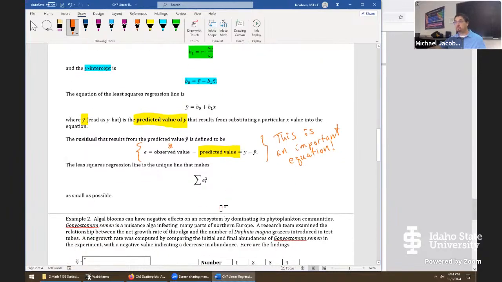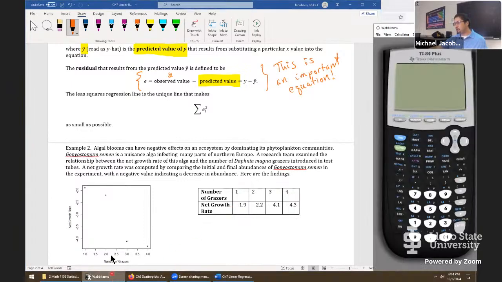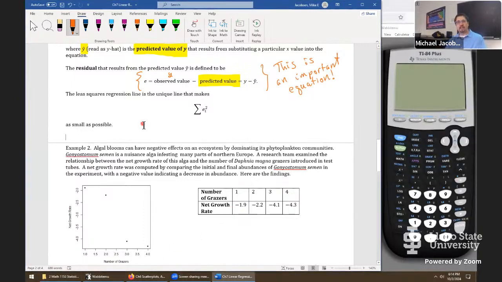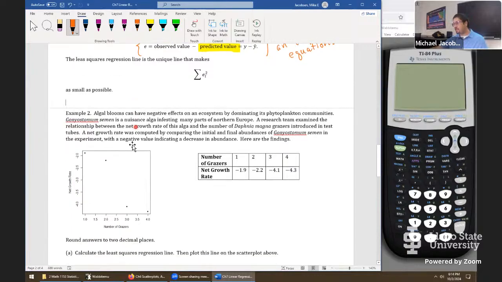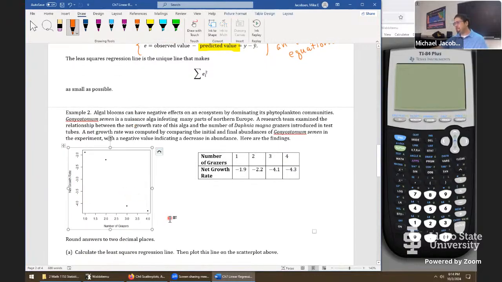And now, for example 2, let's model some data. We're going back to the problem with the algal blooms or algae blooms, because we've seen the scatter plot before. We produced it on our calculator. Here it's produced again. And by the way, if I'm producing a scatter plot for you on a quiz or exam, it's going to be graphics about like that.